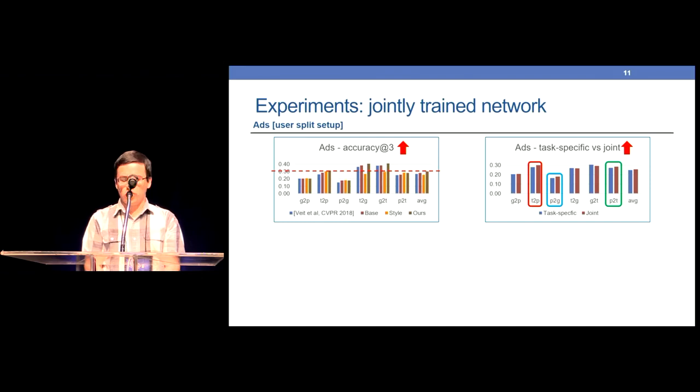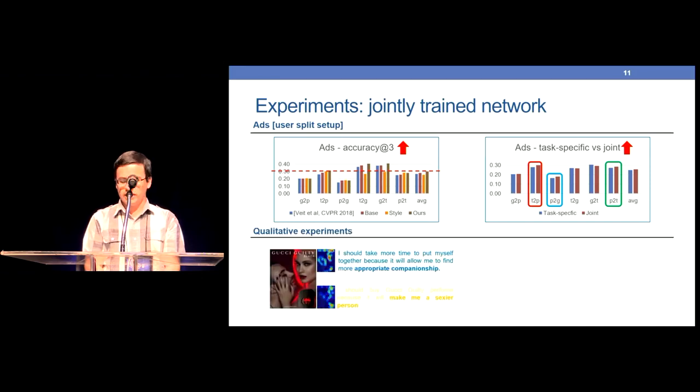We also show one qualitative result. Please come by our poster for more. Here we see that the annotator marked in blue mentions appropriate companionship, which is related to this user's family-oriented personality trait. In contrast, the orange annotator mentions, make me a sexier person, which is consistent with this self-centered personality trait.